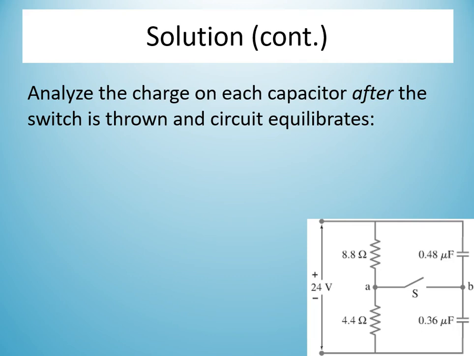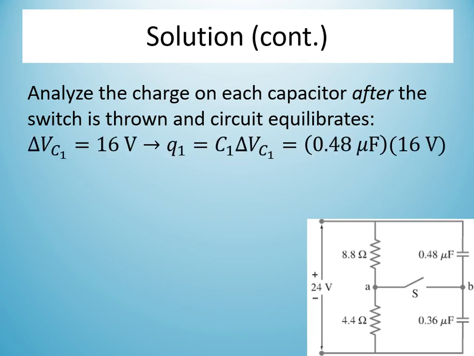So we're going to analyze the charge on each capacitor after the switch is thrown and the circuit comes to equilibrium. The voltage drop across capacitor 1 is the same as the voltage drop across this resistor, which was 16 volts. In other words, 8 ohms times that current that we had calculated before. And again, just by symmetry, you lose 2/3 of it here and 1/3 of it here. So 16 volts there, well, that's got to be the same as the voltage difference between the positive plate and the negative plate right there.